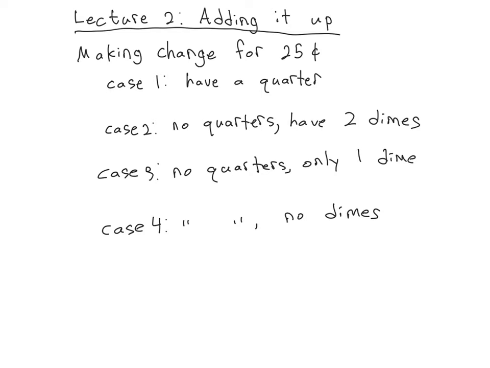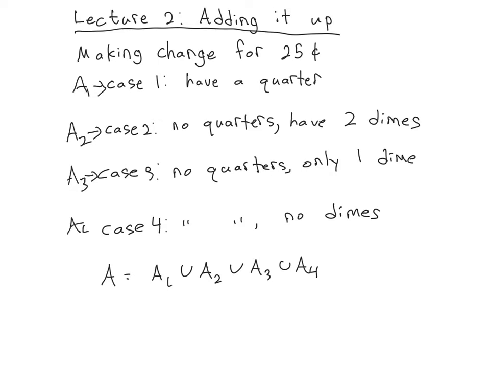And so what we're seeing here is that if we let A be the set of all ways to make change for 25 cents, we see that we've managed to break this set up into a bunch of subsets. And the subsets correspond to the ways that you can make change according to the rules in the corresponding case. So A1 corresponds to case 1. That's all the ways you can make change where you use that quarter, or you use 2 dimes, or you use exactly 1 dime, or you only use nickels and pennies.